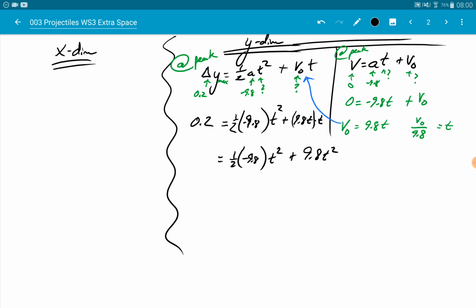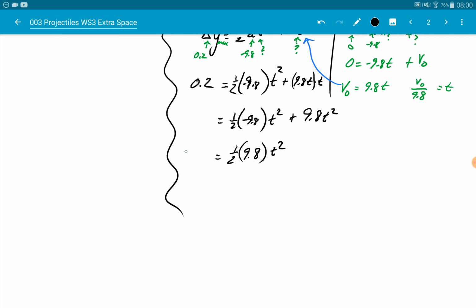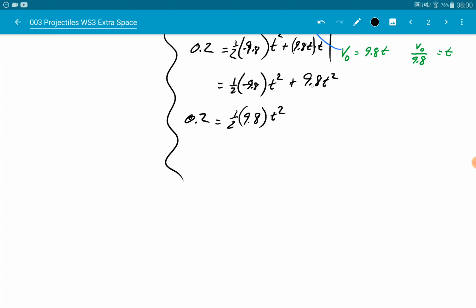So now I look at this right side and go, man, that cleans up super nice. I have a positive 9.8 t squared, and then I have a negative 9.8 t squared, but just half of that. So I have half of the negative of the same exact thing, so it just gives me half of the positive 9.8 t squared. Okay, cool. So that simplifies very nicely. That's still equal to 0.2, so I'm just doing my algebra here.